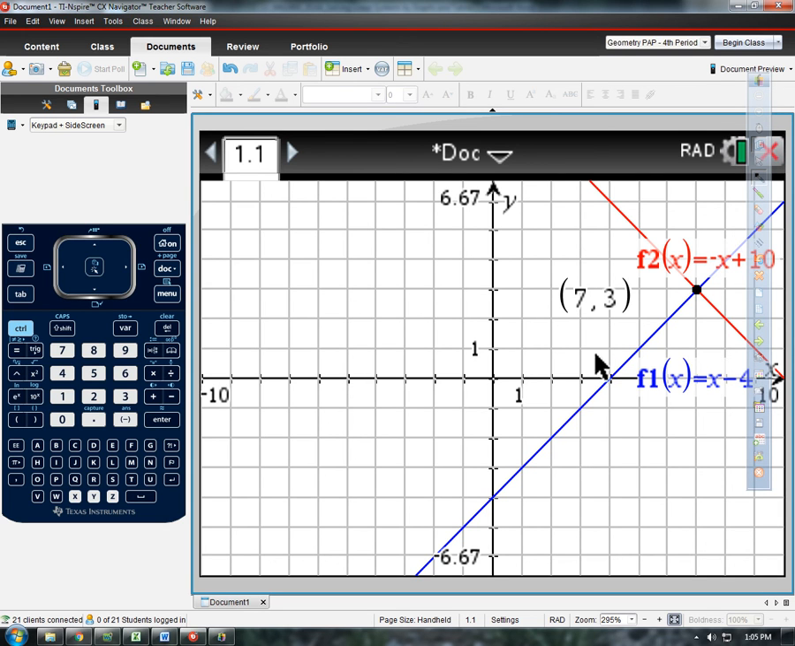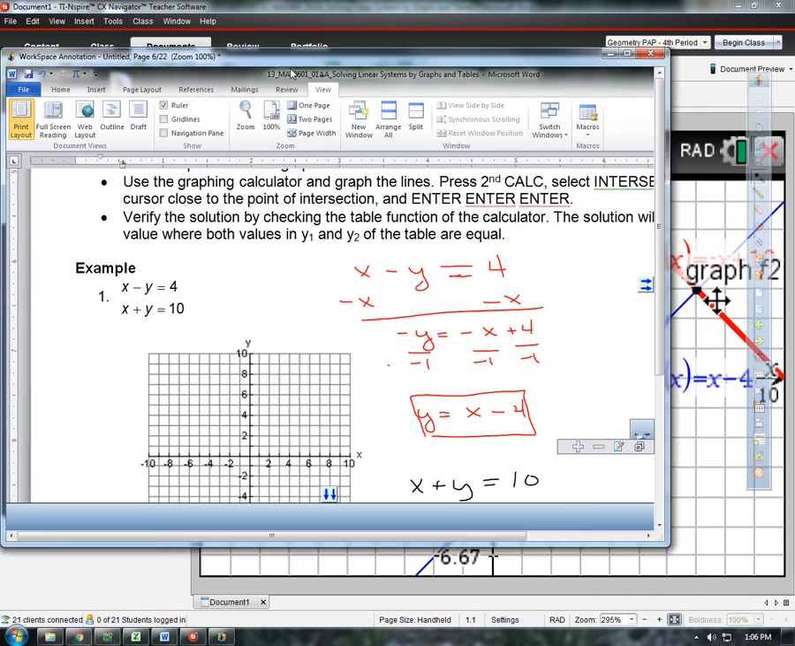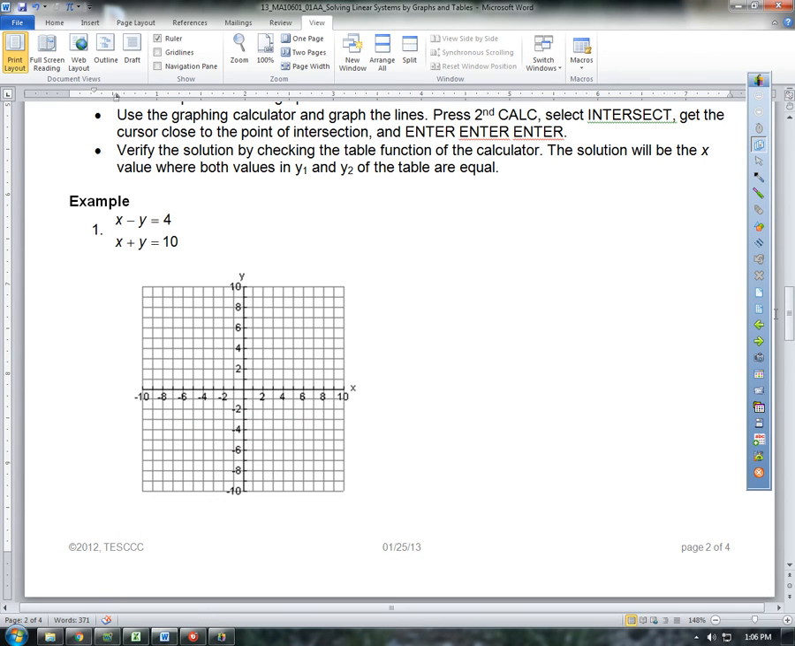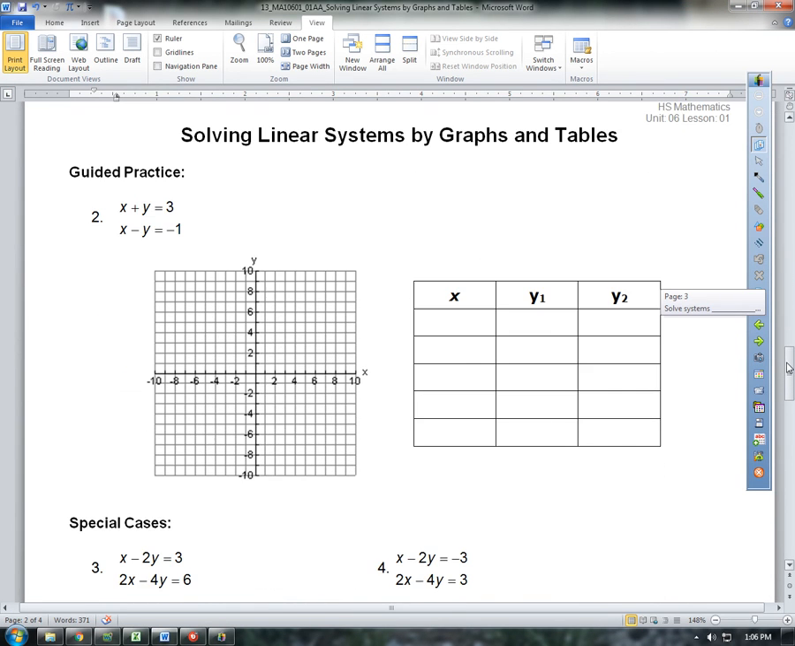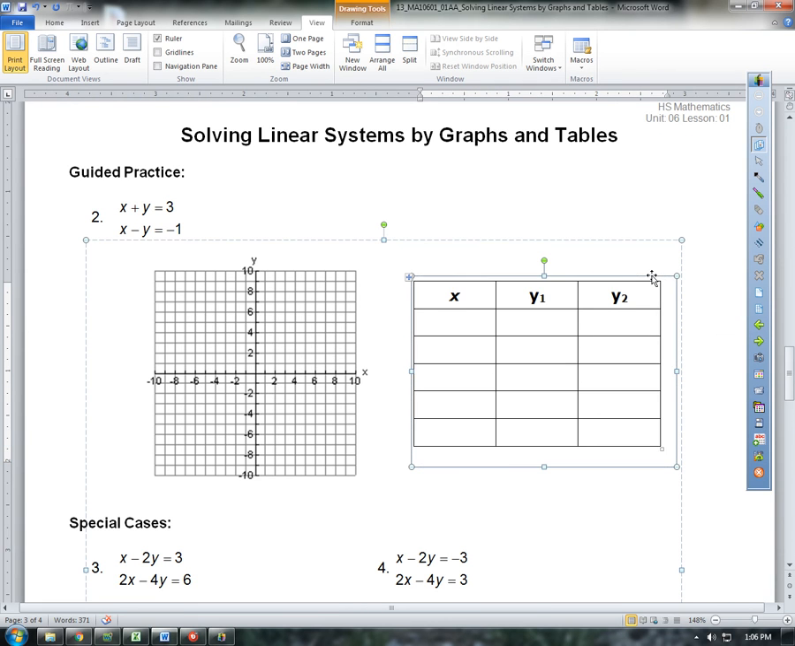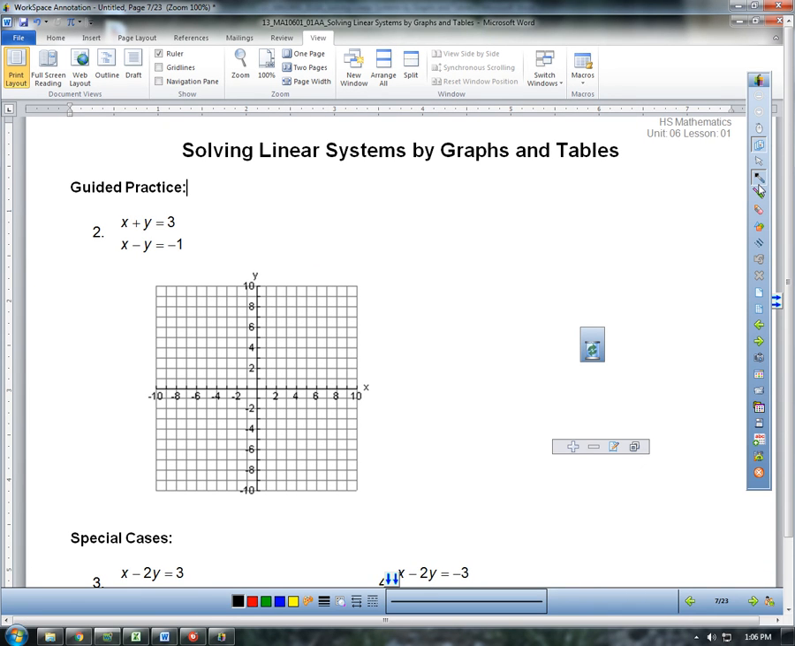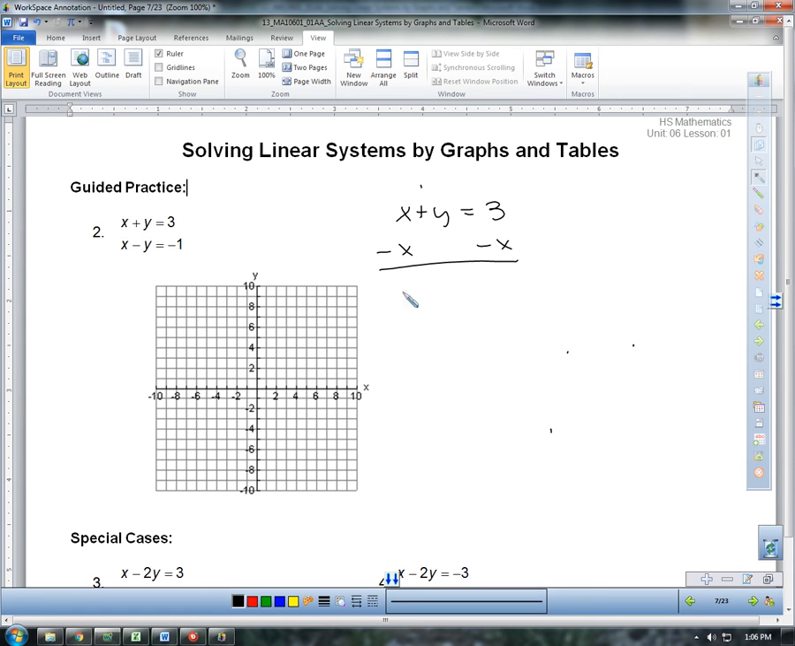Okay? So let's try one more, and then I will be done for today. Alright, same thing right here. So I still have to solve for y. So on the first one, x plus y equals 3. Well, I would just subtract x, and so y would equal negative x plus 3. Okay?